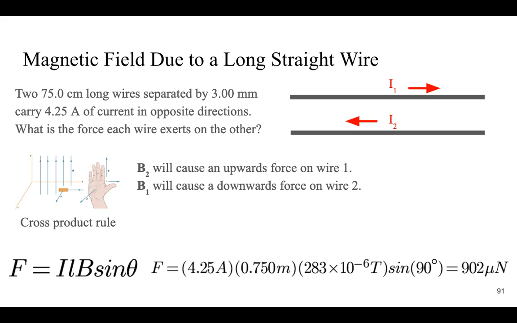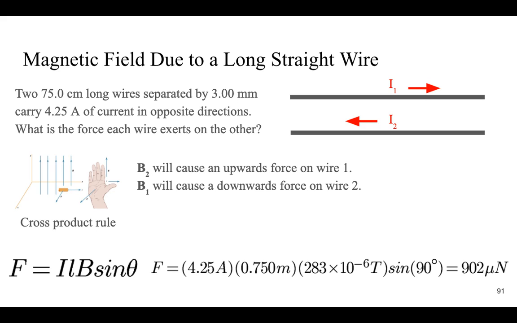You do the cross product rule. So B2, the magnetic field caused by wire 2, is going into the page at wire 1. So your finger should be pointing into the page, but which way is current 1 going? It's going to the right. So your fingers are pointing into the page, and your thumb should be pointing to the right. So you should be looking with your palm facing up. So yeah, the force on wire 1 is going to be up.